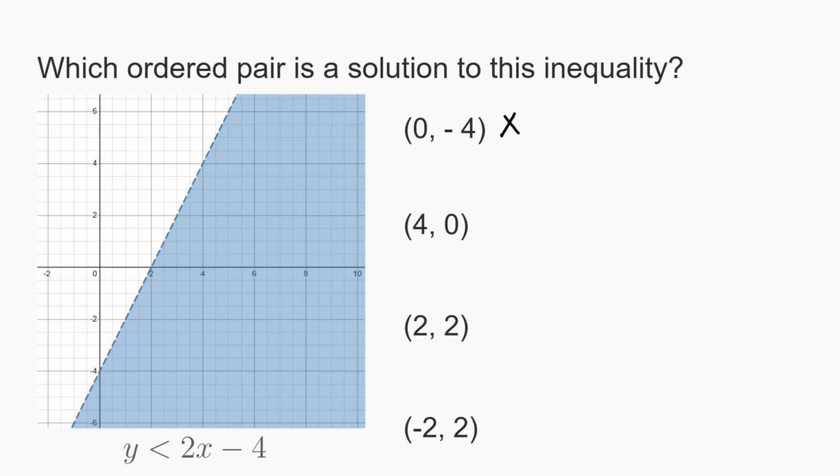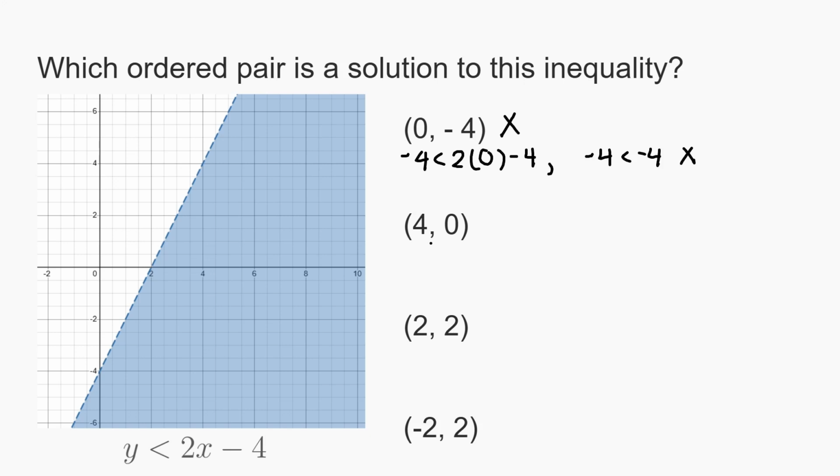If you want to check your answer, you could plug this in. y would be negative 4, and 2 times 0 minus 4 gives us negative 4 is less than negative 4, which is false, hence not a part of the solution.